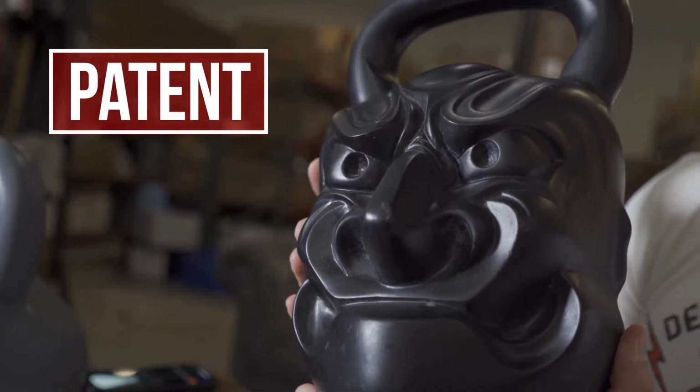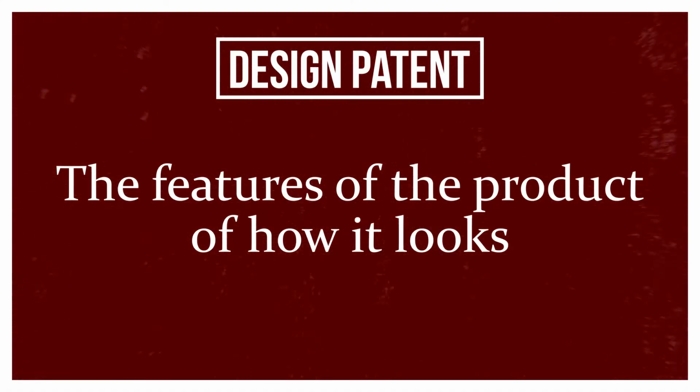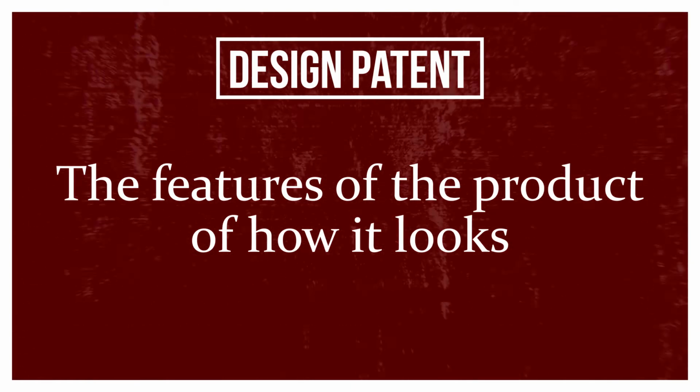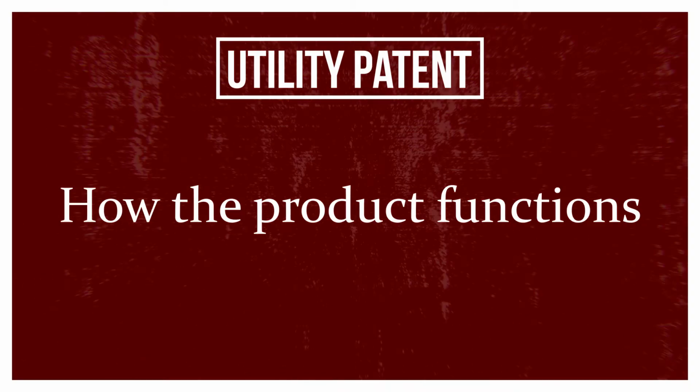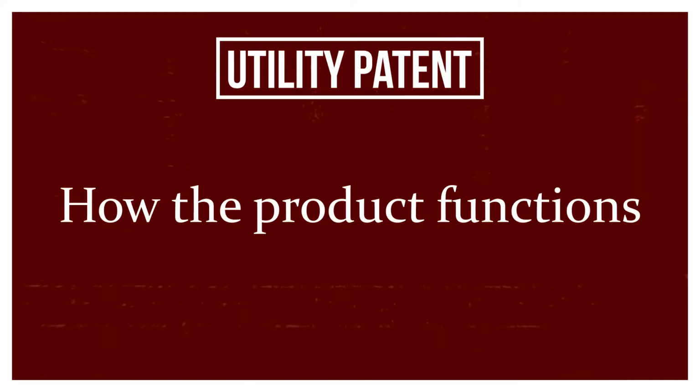So the difference between that, like a kettlebell, an object like this would be a patent, right? But also there's different types of patents. There's a design patent, which is the features and the face and how it looks, and there's a utility patent, which is how a thing functions. So utility patents are very difficult to get.